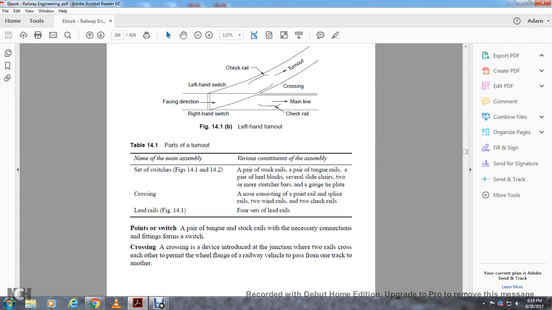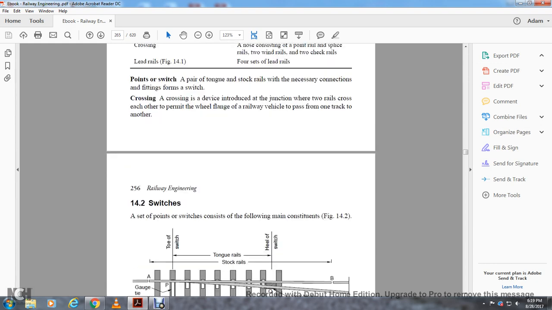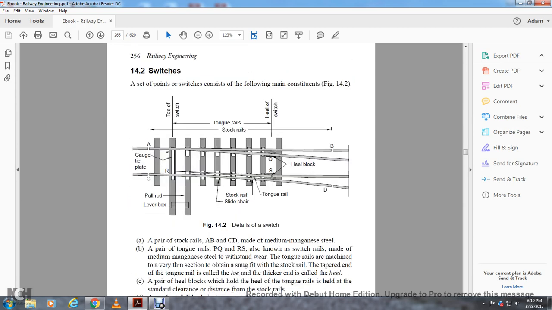Pointer or switch: the pair of tongue and stock rails with the necessary connecting fittings forms the switch. The crossing is a device introduced at the junction of two rails crossing each other, permitting the wheel flange of the railway vehicle to pass from one track to another. 14.2 Switches. A set of points or switches consists of the following main constituents.